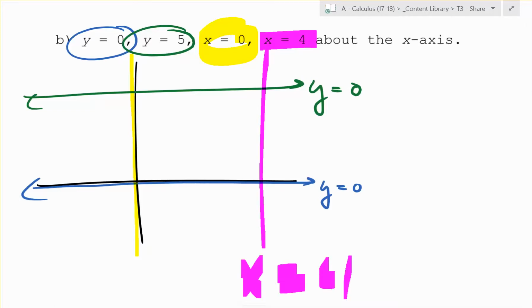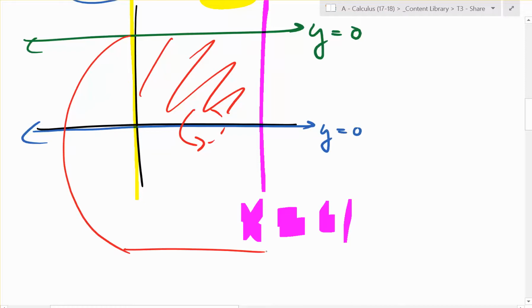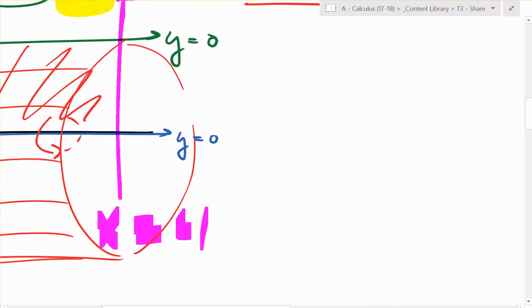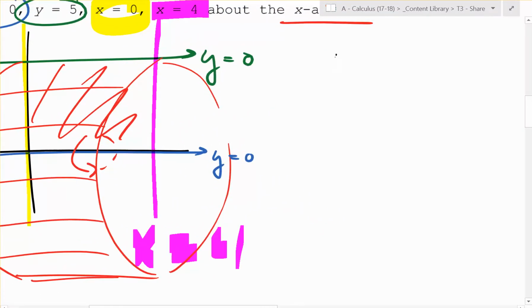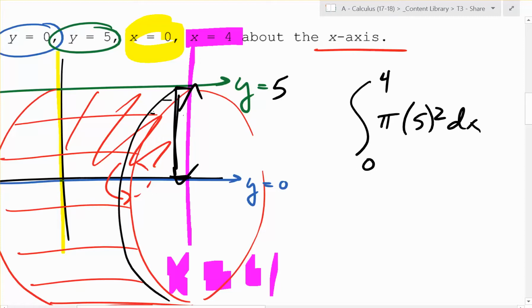So we're taking this region right here and we're rotating it about the x-axis. When you rotate this, you end up with, oh, look at this, it's kind of cool. You end up with a cylinder. There's your cylinder. So again, you could do the entire cylinder using calculus. We're going from 0 to x equals 4, and it's pi. What's the radius of this cylinder? The entire radius is always, sorry, that's not y equals 0. This is y equals 5, excuse me. 5 squared, and the width on this one is always dx. The width of this cylinder is always dx. So that's the height if you look at it sideways.